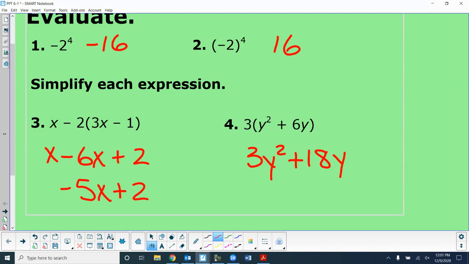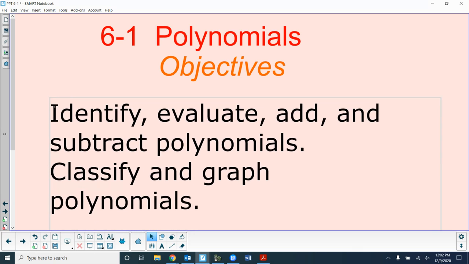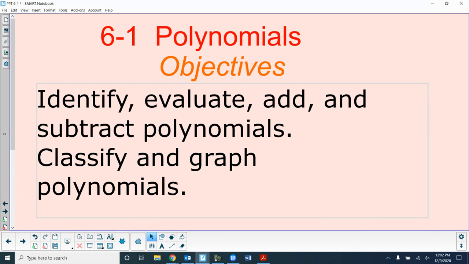Okay, so we're going to be talking about polynomials today. Those examples of what we just did were polynomials. We're going to identify, evaluate, add, and subtract polynomials. This part, classifying them, is something new, but the first part you probably already knew how to do. And we're going to graph them on our calculator just to take a look at them. We're using our graphing calculator today to help us with these polynomials.